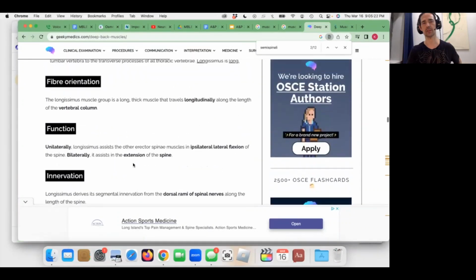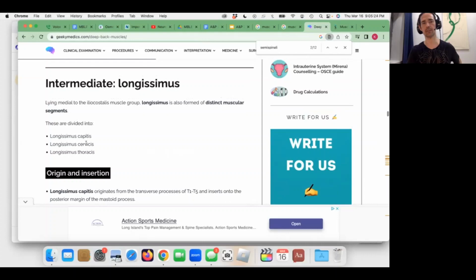Cervicis. Which one is that? Longissimus cervicis, capitis, and thoracis, right? It has three parts: cervicis, capitis, and thoracis. So it's like, you know, less to remember. You just have to remember longissimus. Longissimus goes from the cervicis through the thoracis and up to the head, the capitis.